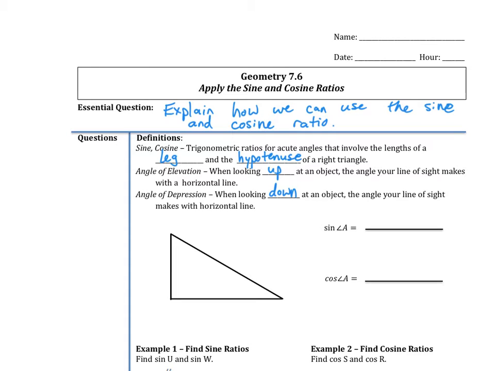All right, 7.6, we get into applying the sine and cosine ratio. So after today, hopefully you can explain how we can use the sine and cosine ratio in triangles. The sine and cosine ratio is similar to the tangent ratio, but it uses a leg and the hypotenuse instead of both legs. And then we have a couple of definitions.